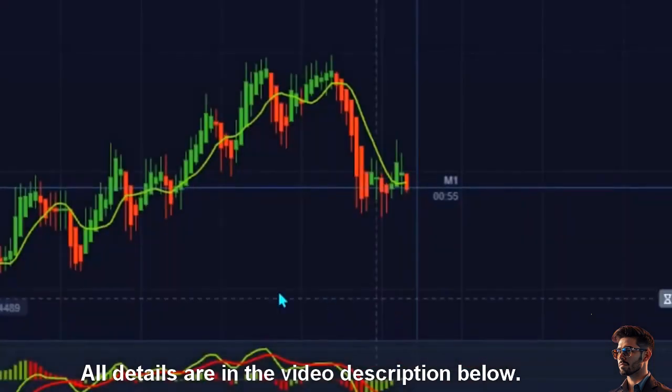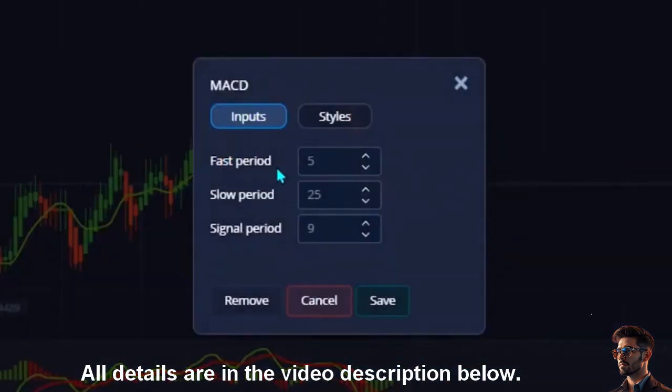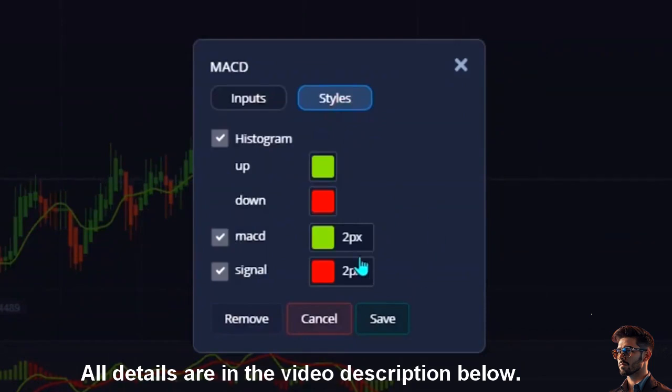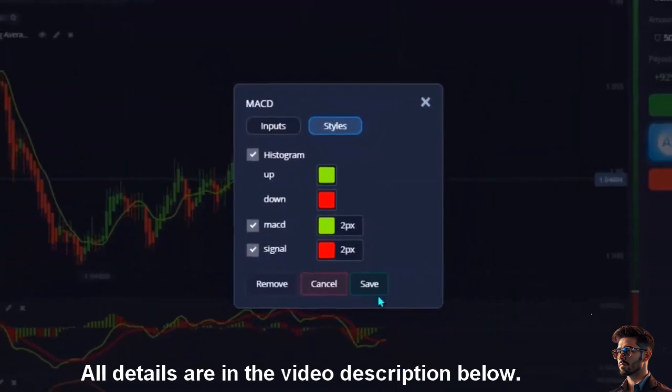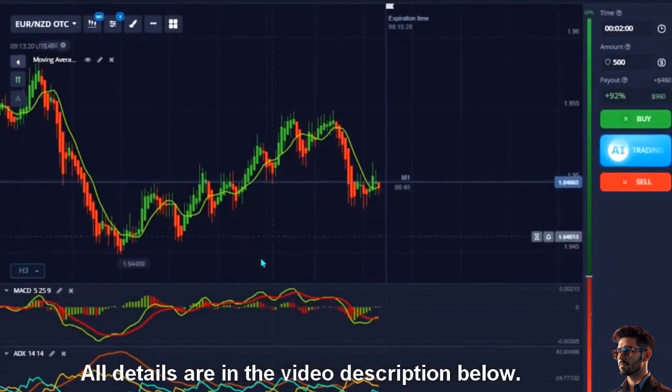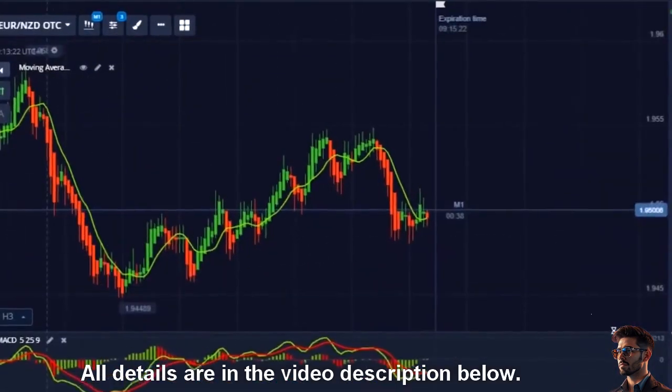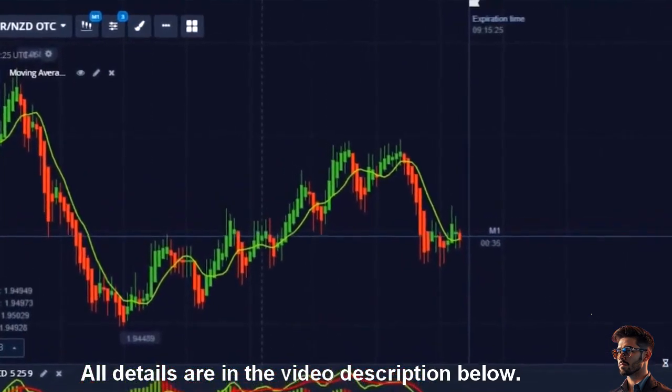So my second indicator is MACD with a fast period of 5, the slow period is 25, while the signal period is 9. On the styles over here I only take my MACD and signal line to be on 2 pixels. That's pretty much it. So when you're done, you hit save. My last indicator is ADX. It's actually a default setting. You don't need to do anything here. Alright, so that's pretty much it.